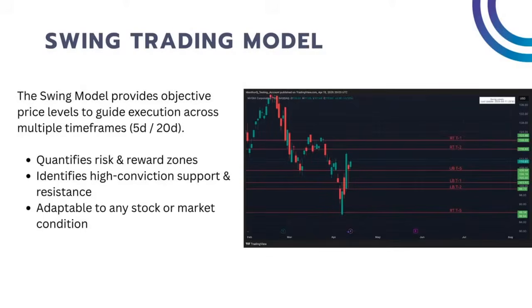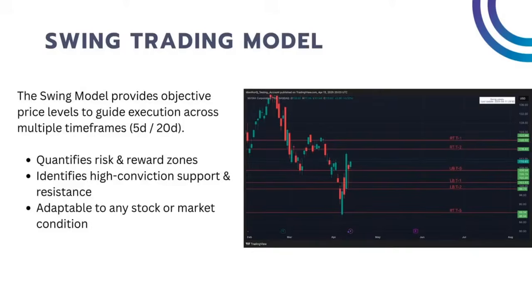The first idea of the swing trading model is to replicate what we did already successfully with our one-day expected move indicator. We wanted to allow an accurate precision and an accurate forecast of where the price of an asset could be in 5 days and 20 days in the future. So 1 week and 1 month. By doing that, we can quantify risk and reward zones based on data. We can identify high conviction areas of support and resistance based on options data and not just past price action. And of course, we can adapt that to any market.